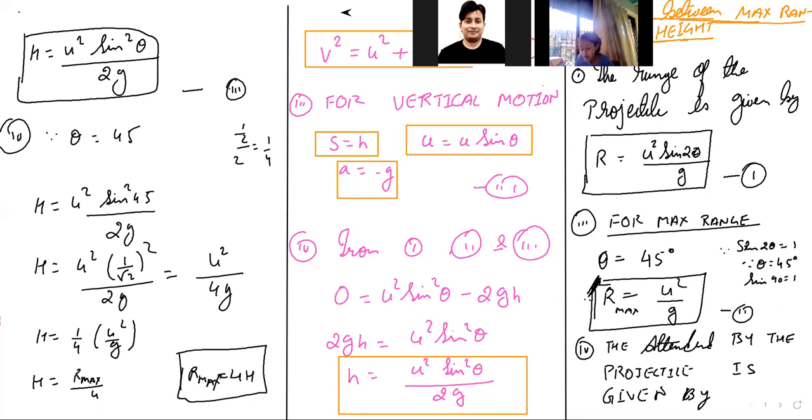The answer? Which formula did you use? The R max formula. Very good. This is the relation which we derived: R max equals 4 into H max. So 80 by 4 will be 20, I guess. Okay, not bad. Now just try to solve question number one, the third one. Read that question. If you understand it, tell me, otherwise let me know and I will solve that.